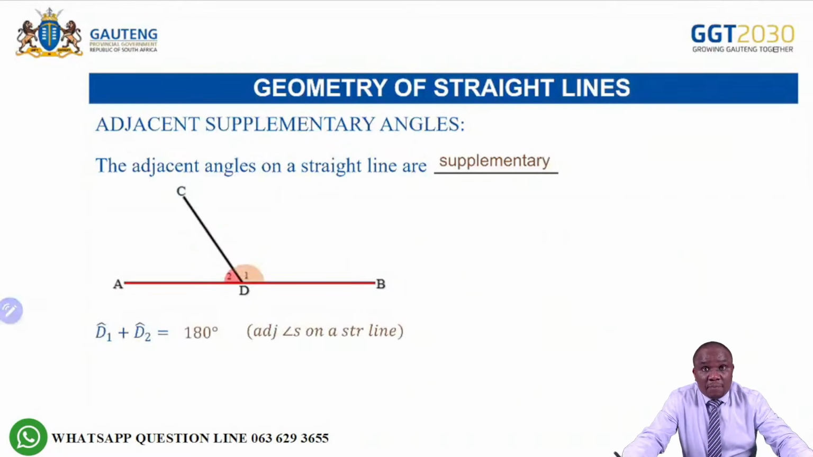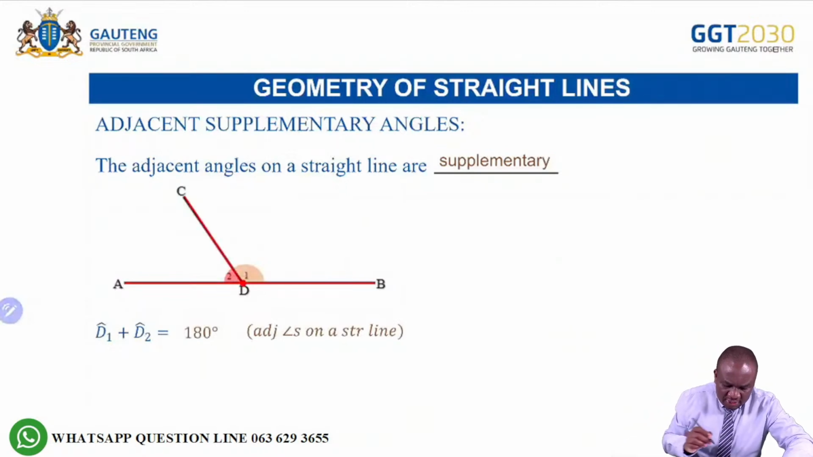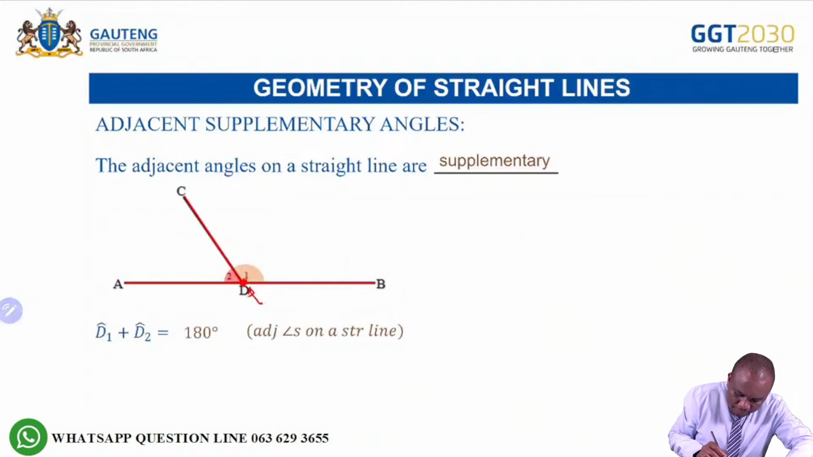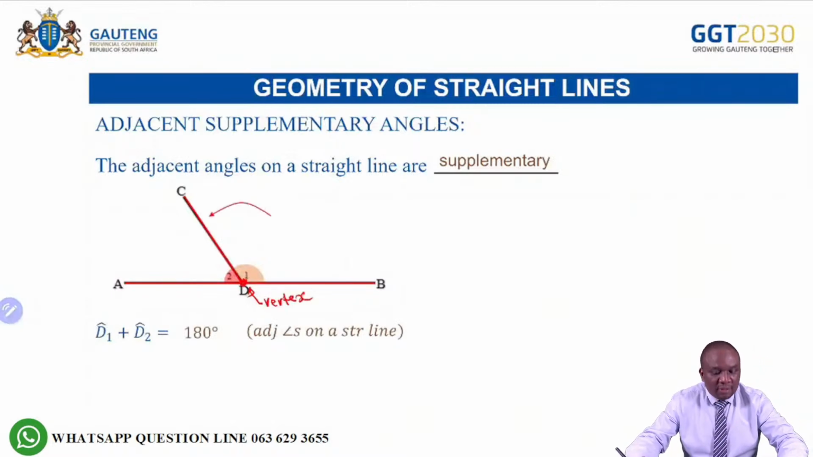Welcome back, grade 10. Remember our WhatsApp line 063-629-3655. Now we're going to use what we've discussed to answer the following questions. Adjacent angles on a straight line add up to 180 degrees. They are supplementary. They have a common vertex, this one here, and they also have a common arm. These are adjacent angles on a straight line.